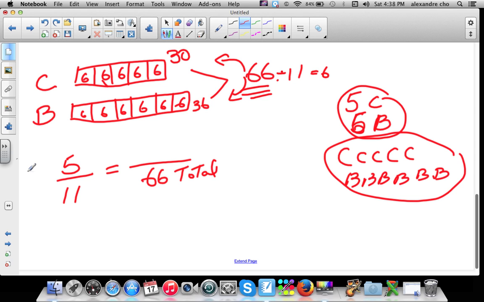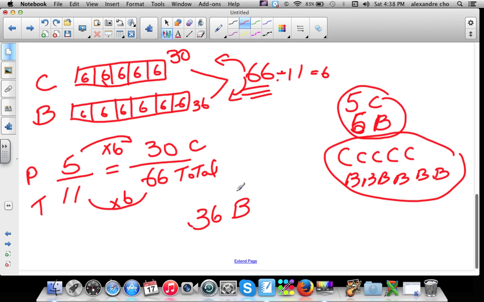Okay, so part to total. So relationship times 6. This would also be times 6, and that also gives us 30. If I know the number of cars out of 66, obviously I can just subtract, and 66 minus 30 will give me 36 buses. So I have 30 cars, 36 buses. Either way you want to do it, that's fine. Okay, I think tape diagram is definitely easier in this case.